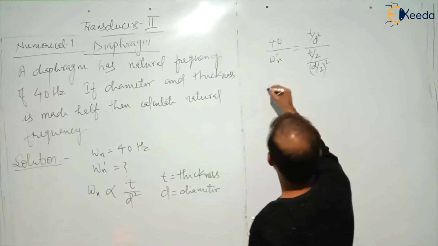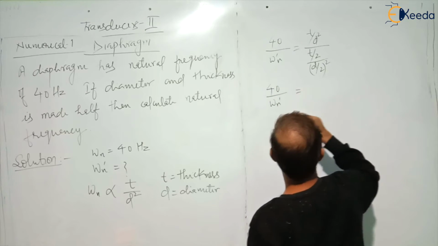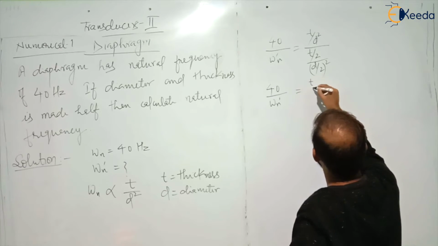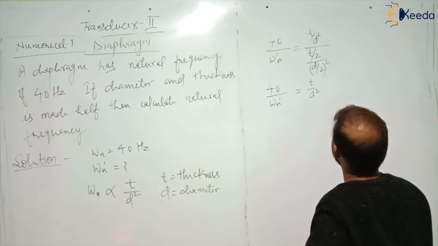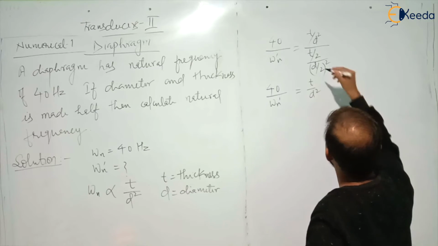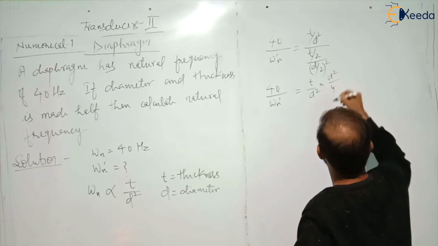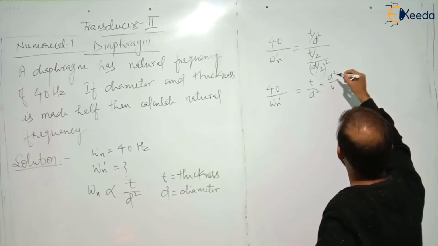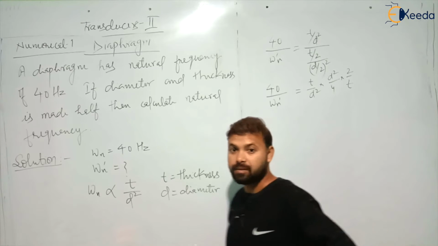So 40 by omega n dash is equal to T by D square, right? And it will be D square by 4 into 2 by 2. Is this correct? Okay.